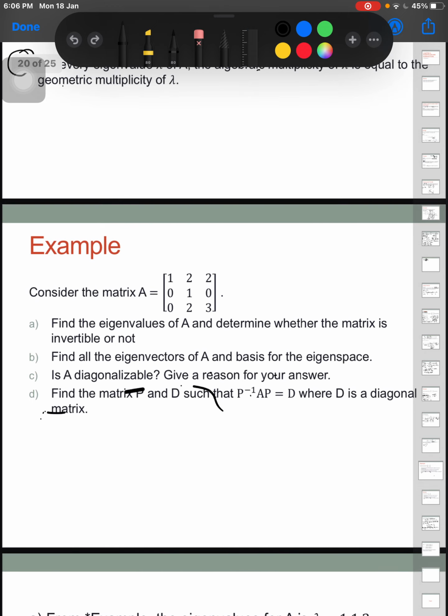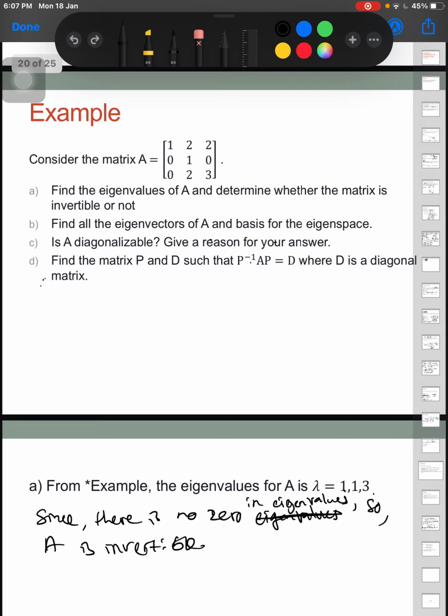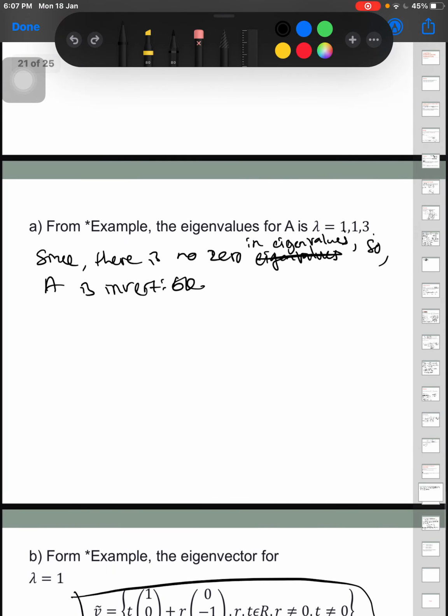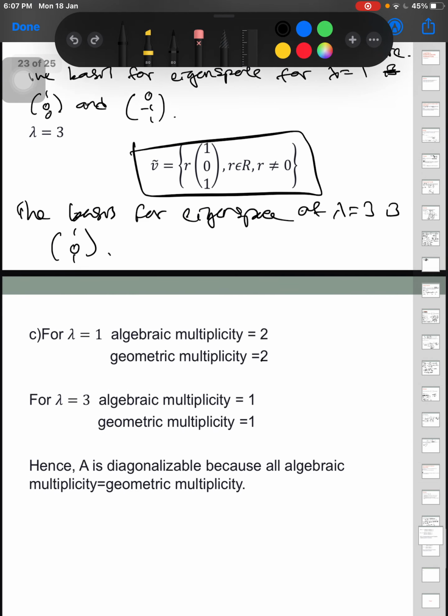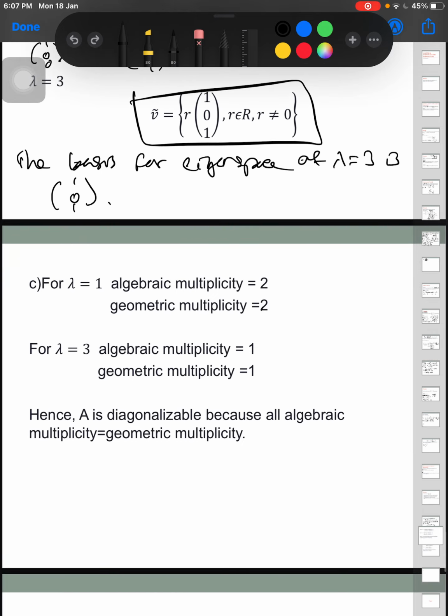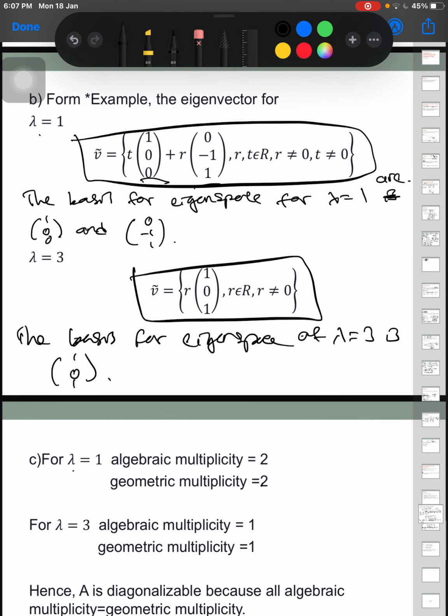So C, soalan dia, is A diagonalizable and give a reason for your answer. Okay, so untuk check diagonalizable, so first tengok lambda dia. So dia tidak berbeza, ada dua lambda yang sama. So therefore kita kena check dia punya eigenvector. Okay, so kita kena check algebraic multiplicity and geometric multiplicity. So for lambda equal to 1, so algebraic multiplicity equal to 2 and geometric multiplicity also equal to 2. Okay, so lambda sama dengan 1 tadi, dia berulang sebanyak 2 kali.